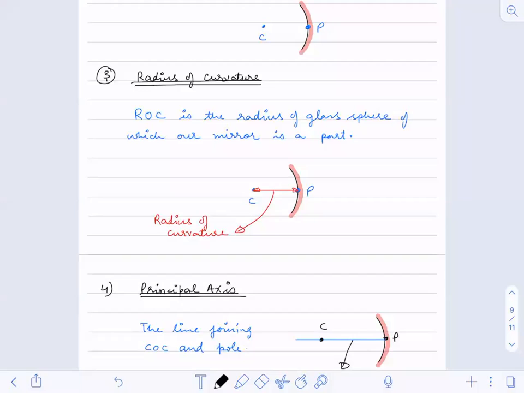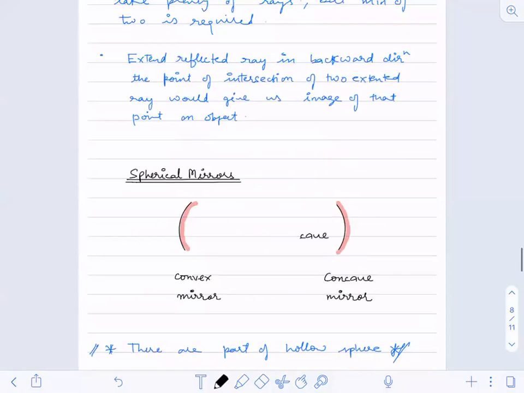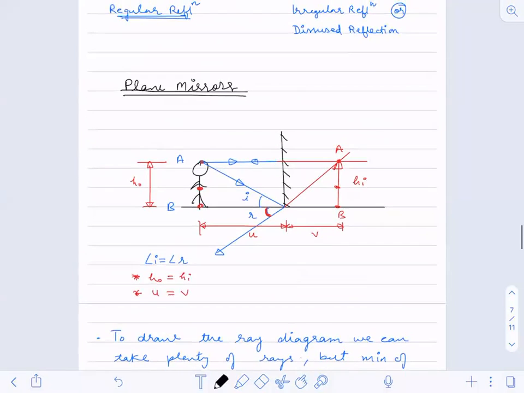But principal axis is an imaginary line that we draw, which is taken as a reference to draw the images. Just now if you see here, just now we had drawn this. This was my reference line. In the same way, while we are drawing the images in spherical mirrors, we will draw a reference line. That reference line we call our principal axis.